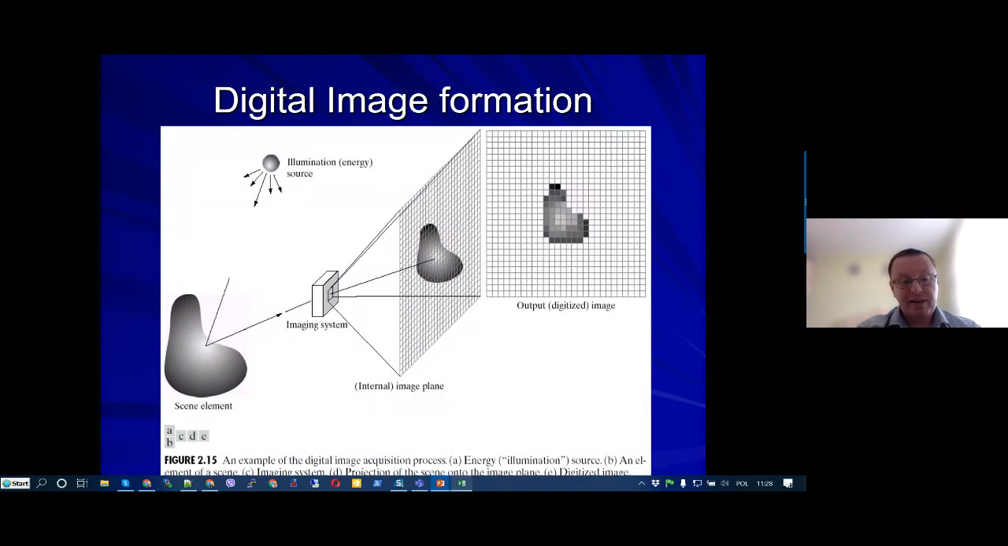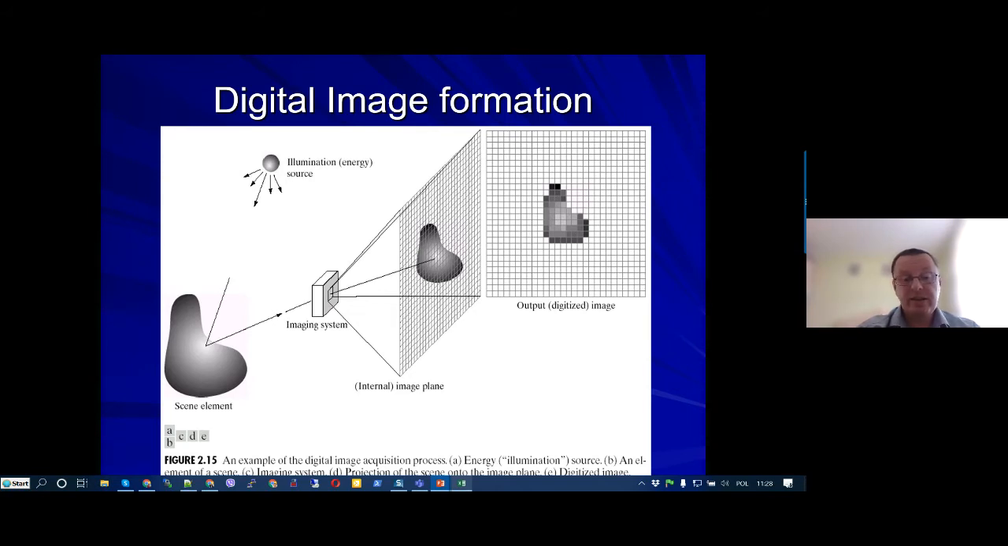So how is a digital image formed? Here we have an example for a conventional optical image, but the principles are very similar for other kinds of transillumination images. In this specific case, a real scene element is illuminated by some kind of energy source. It could be natural sunlight, or it could be, for example, an X-ray energy source.